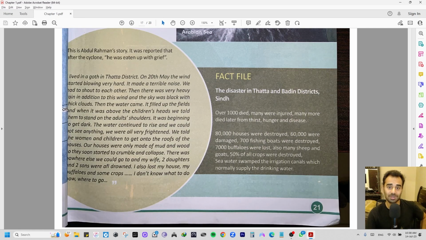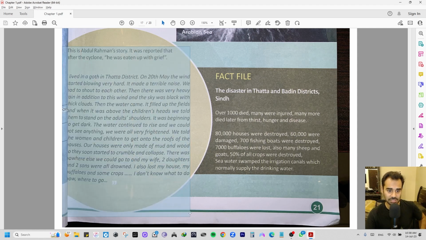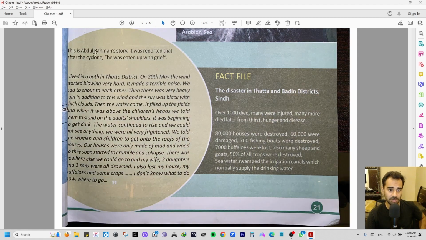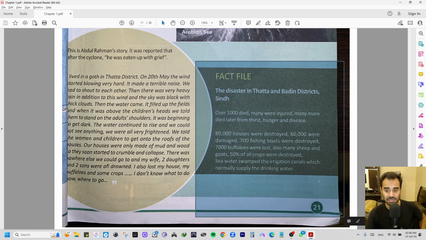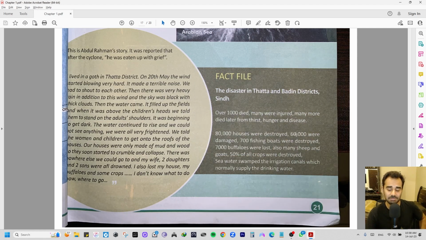All right. So guys, after skimming through this entire story, it's the story of Abdul Rahman, and he was telling about when the cyclone, this typhoon kind of thing, hit his village in Thatta, because that's a little bit near to the coastline as well. So he was telling how scary the experience was, just as the fact file tells how many people died, how many people lost their farmlands, their buffaloes, and how many houses collapsed as well.